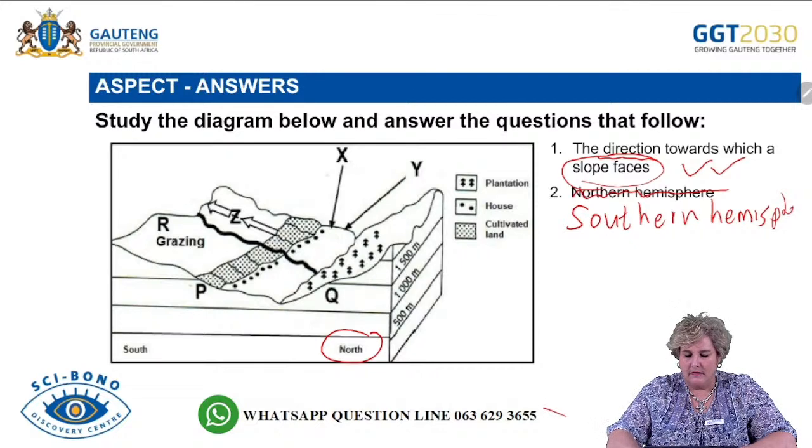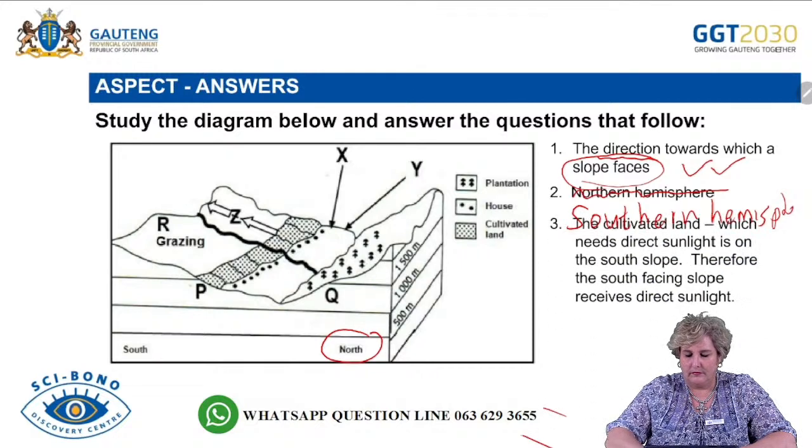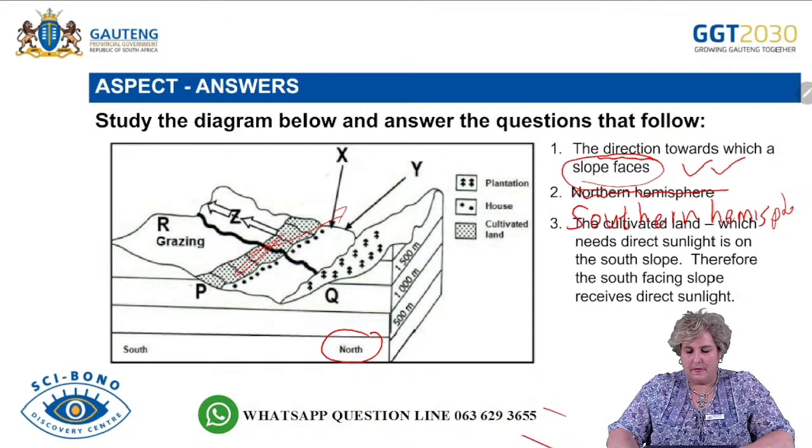And then the third one, you must give a reason. The cultivated land, this one here, which needs direct sunlight, is on the south slope, but it's facing north. The north-facing slope receives direct sunlight. Okay.